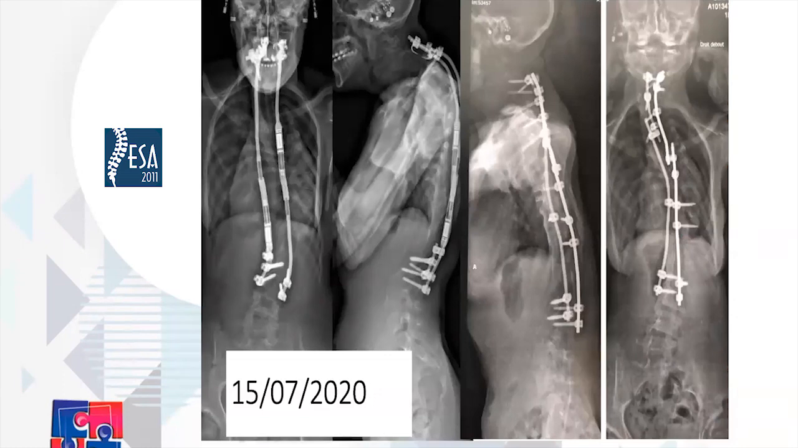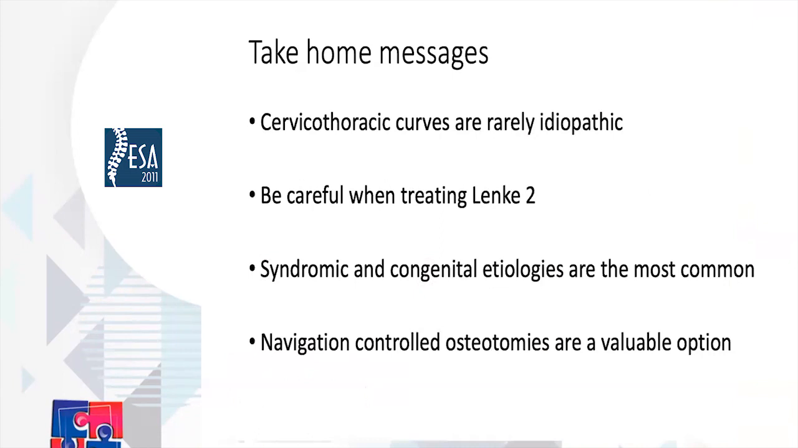As take home messages, I may say that cervicothoracic curves are rarely idiopathic, and one should be careful to treat the upper thoracic curve in Lenke type 2 to avoid shoulder imbalance and C7 obliquity, but also to avoid junctional kyphosis between the upper and the lower thoracic curves. Syndromic and congenital etiology associated to iatrogenic etiology are the most frequent. Navigation controlled osteotomies is a valuable tool, and I think it permitted to improve the quality of our surgery and to push our limits. Thank you for your attention.